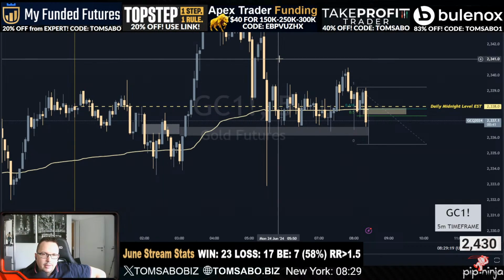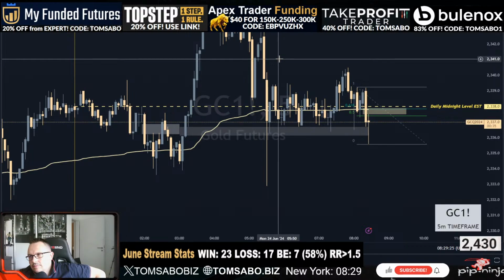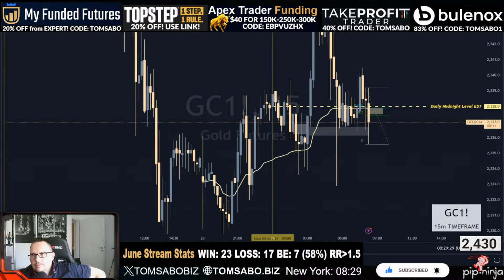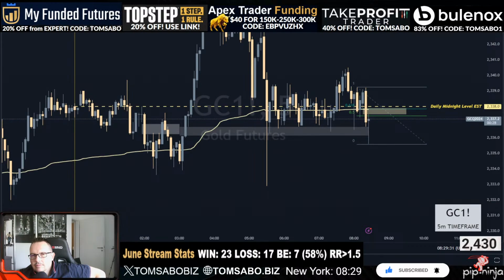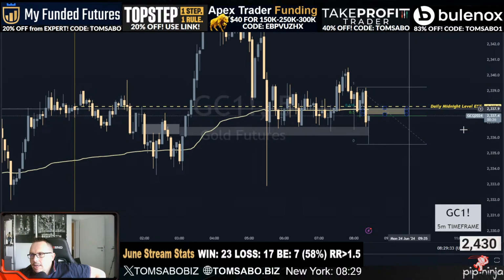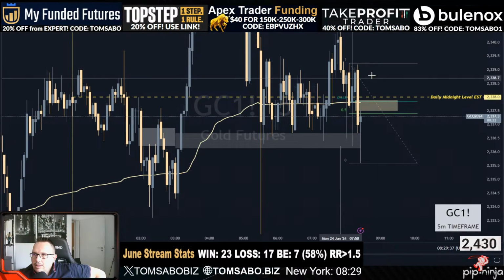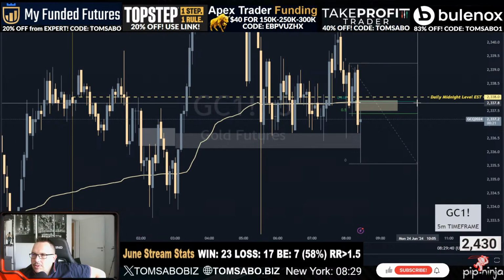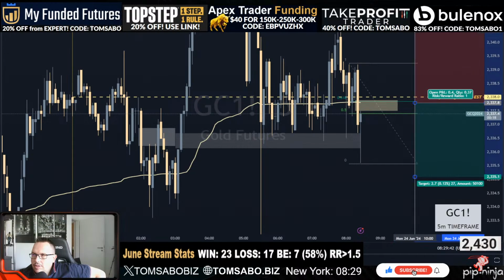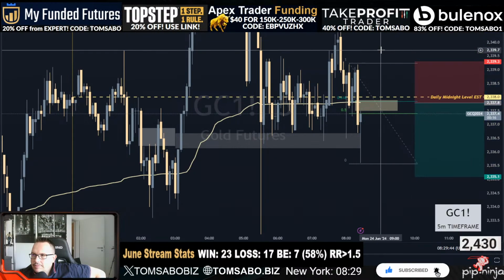All right, let's see what's going on. It might be closing this gap. I want to see if we get an aggressive entry here or not.